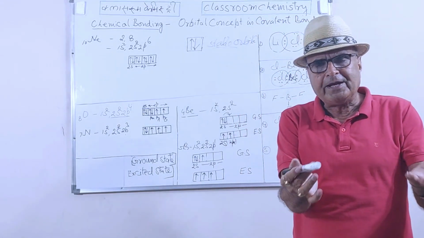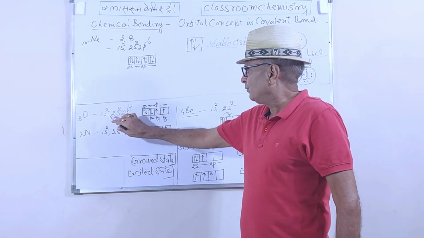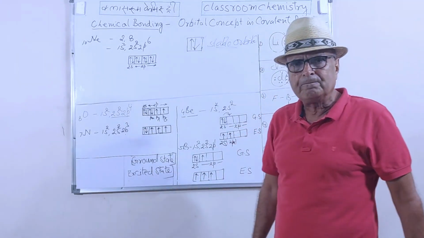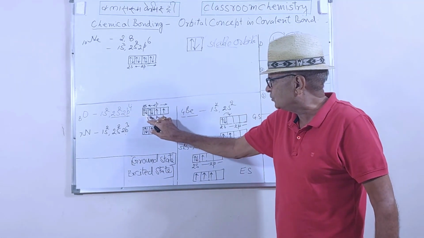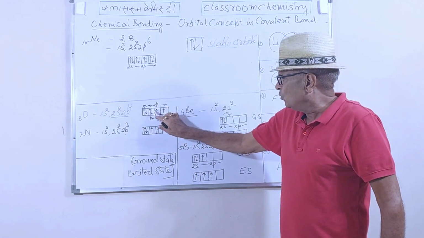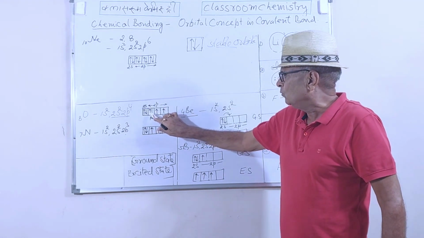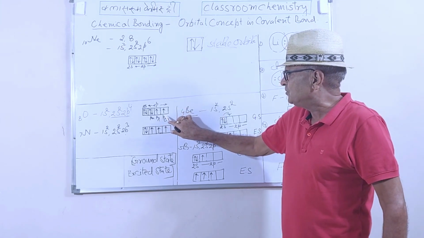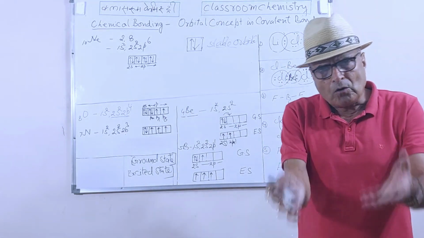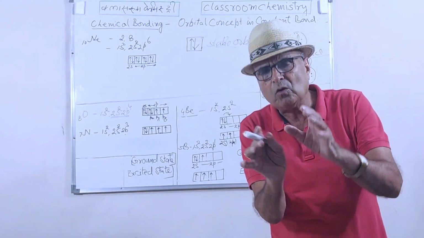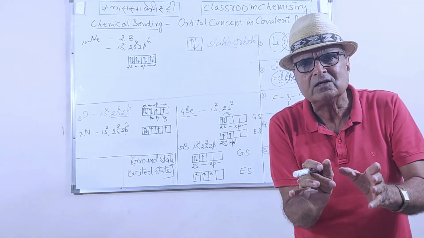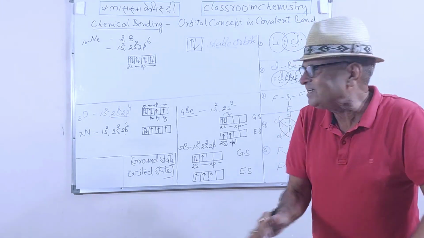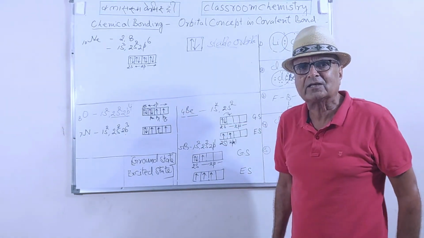Oxygen, atomic number 8, has the electronic configuration 1s2, 2s2, 2p4. According to the orbital concept, the outermost shell is 2s2, 2p: 2px2, 2py1, 2pz1. The oxygen atom has only two orbitals which have single electrons. These are the single electrons.